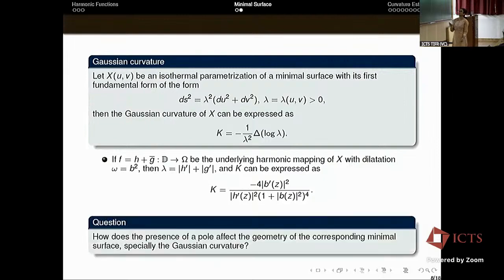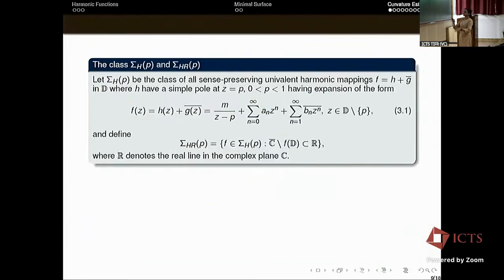Now the question is how does the presence of a pole in the underlying harmonic mapping affect the geometry of the corresponding minimal surfaces, especially the Gaussian curvature of that surface. So we will see this, but before that, let us define some classes of harmonic mappings with pole.